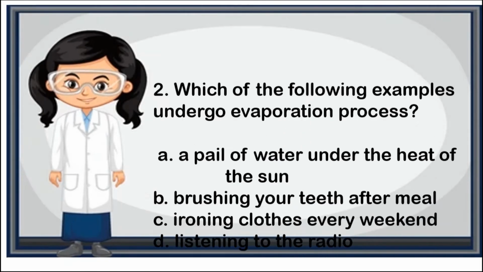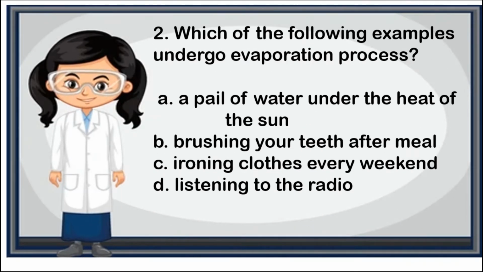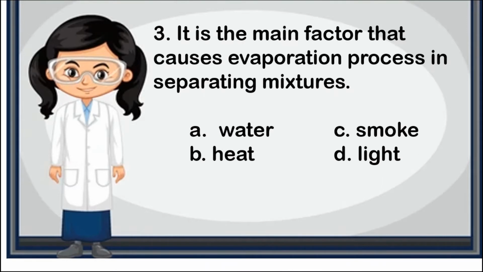Number 2. Which of the following examples undergo evaporation process? A. A pail of water under the heat of the sun. B. Brushing your teeth after meal. C. Ironing clothes every weekend. And D. Listening to the radio. Answer is a pail of water under the heat of the sun. Number 3. It is the main factor that causes evaporation process in separating mixture. A. Water. B. Heat. C. Smoke. And D. Light. Correct answer is heat.